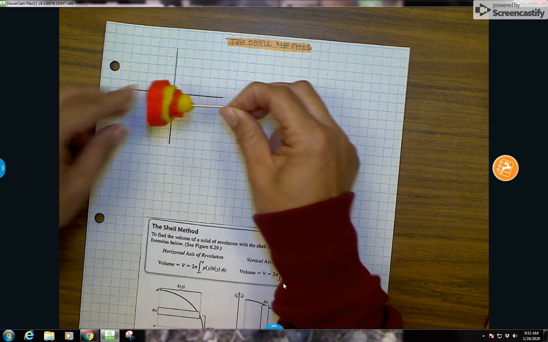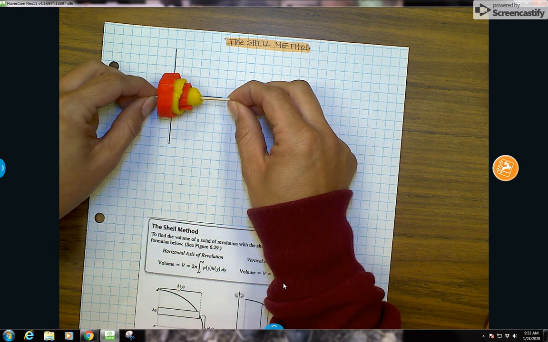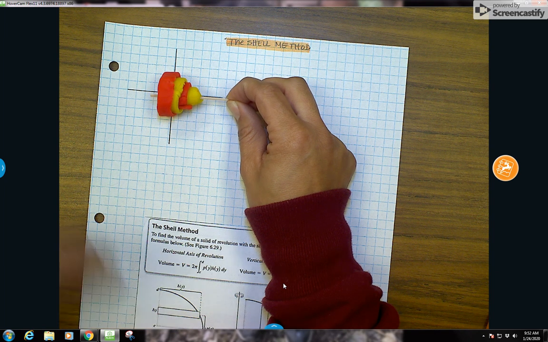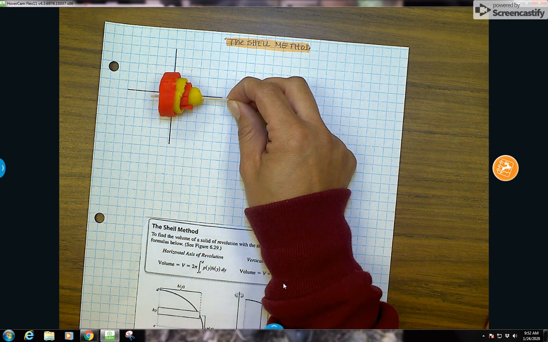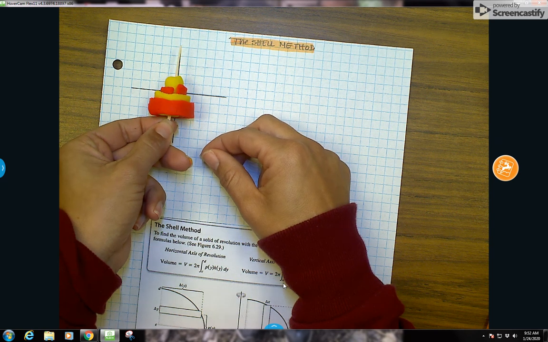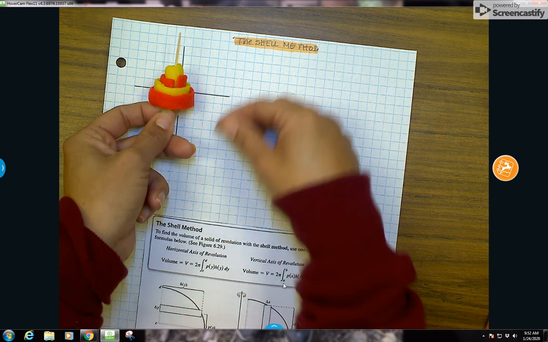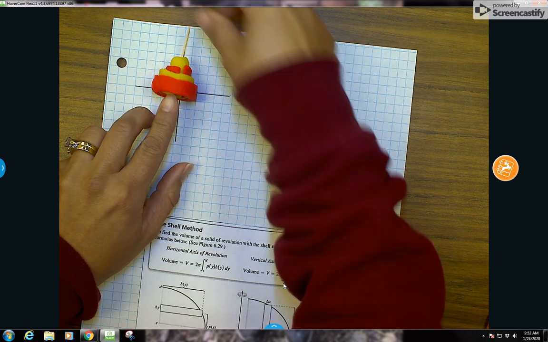Now, if I were to put this solid laying here and make that toothpick the x-axis, then each of my shells are rotating about the x-axis. If I were to put it this way, then it would be rotating about the y-axis. So first, let's figure out how we find the volume of one of these shells.